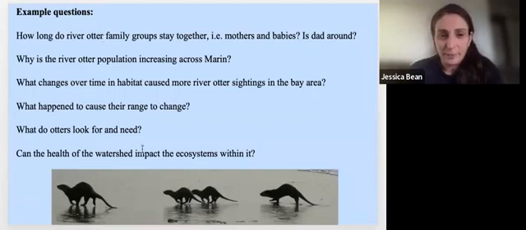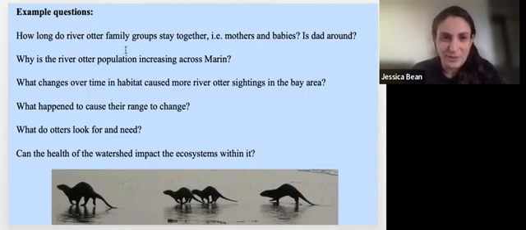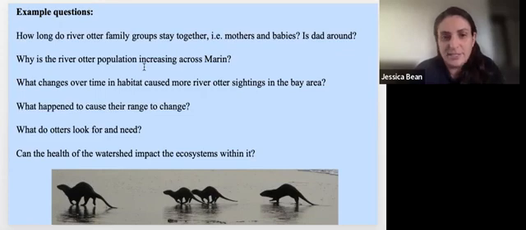Here's a list of example questions that came from another workshop that I did with teachers, which are very similar to yours. So again, how long do river otter families stay in groups, like the moms and the babies or dads around? Why is it increasing across Marin, which is that area just north of San Francisco? What changes over time in habitat caused more river otter sightings in the Bay Area? What happened to cause their range to change?